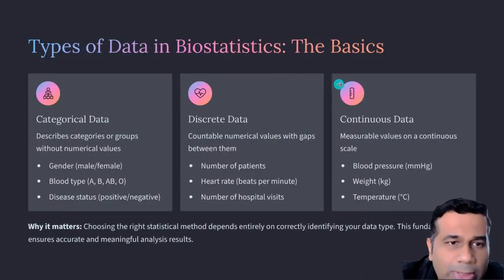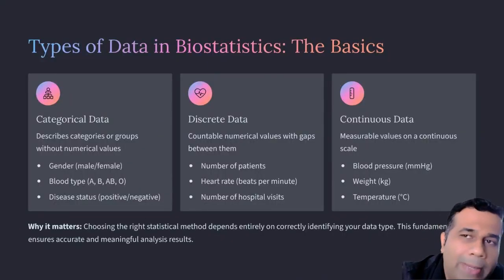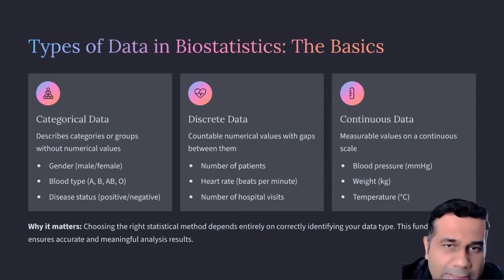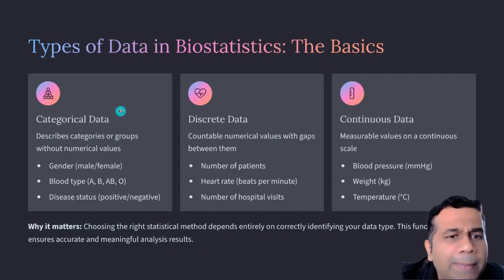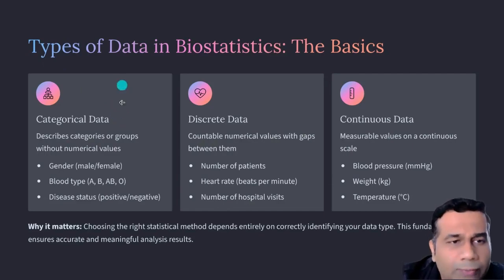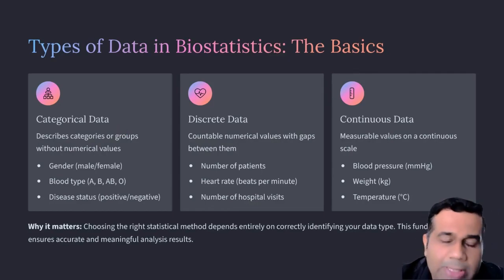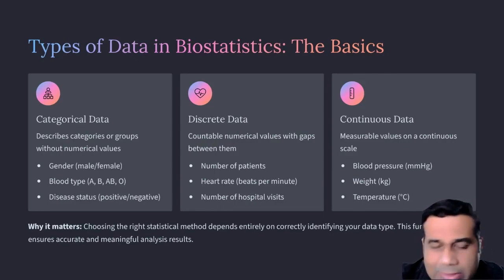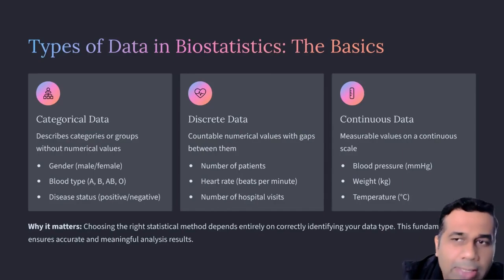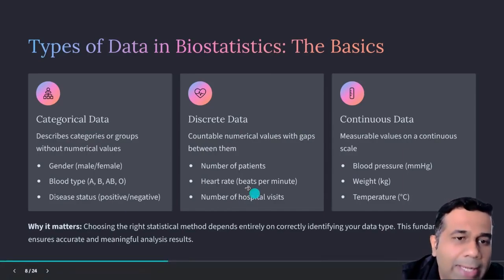Now, based on the data that you collect from these infants in your NICU, there can be three types of data. The first type is called categorical data, which means the data will be in the form of groups or categories. It can be whether it's a male child or a female child, what the blood group of the child is, or whether the child is positive or negative for a disease. Everything will be in the form of categories like this.